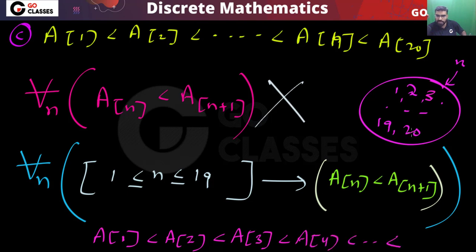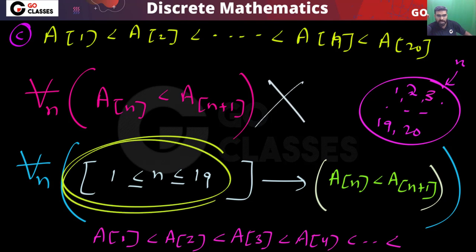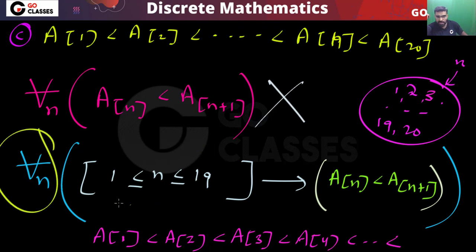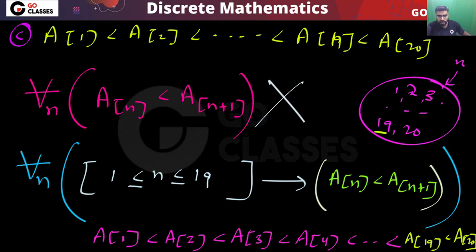If I take n equal to 19, because I am saying for all n, if n is in the range 1 to 19, then an is less than an plus 1. So if I take n equal to 19, then a19 is less than a20. So you can see this a19 will be less than a20. Okay, very simple. I hope you understood. So this is the change that you can make.